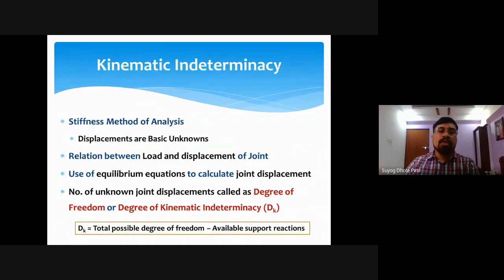Now kinematic indeterminacy. It is another method. In static indeterminacy, we are analyzing all the bodies at rest.